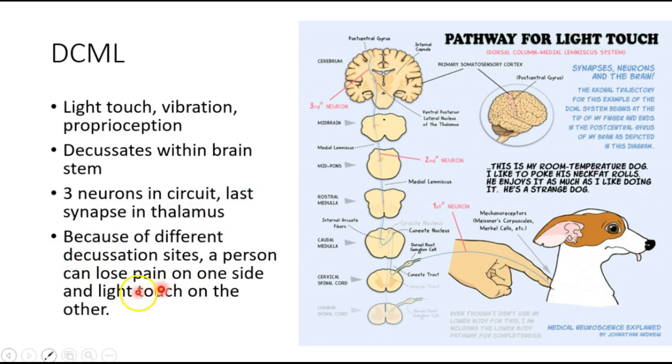And here's one of the reasons I'm telling you all of this. Because of the different decussation sites for your 2 different sensory pathways, if somebody has a really specific lesion of their spinal cord, let's say you cut half of your spinal cord, you could lose pain and temperature on one side, and you can lose fine touch, vibration, and proprioception on the other side. That is something that can happen if you bisect the spinal cord just on one side because of their differing decussation sites.